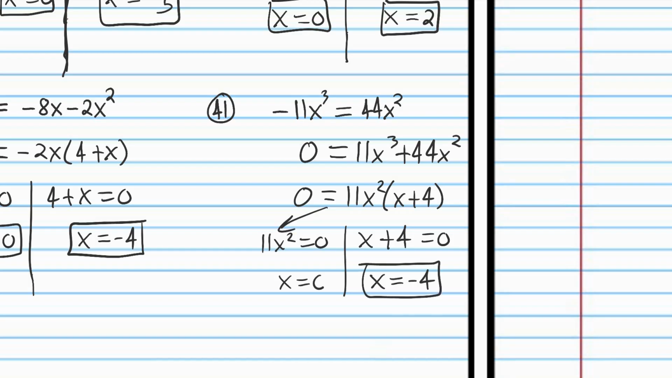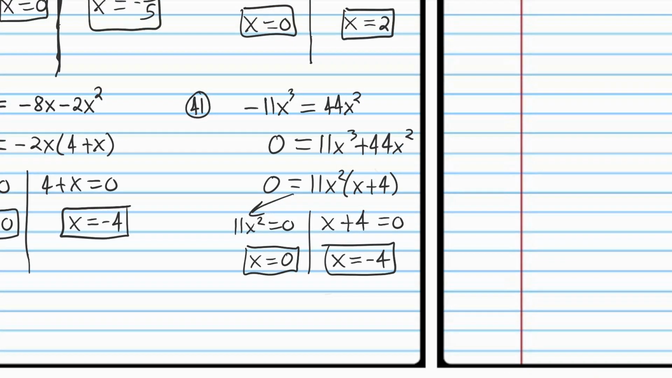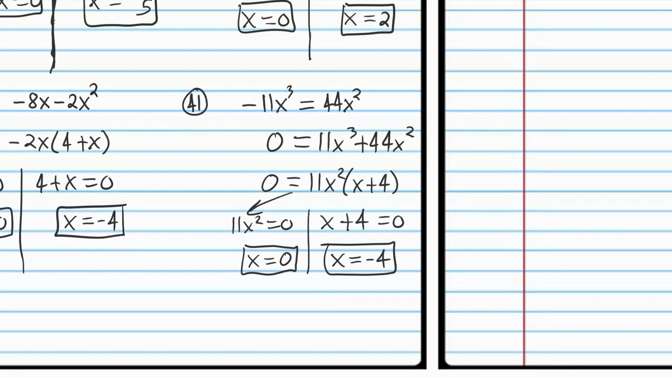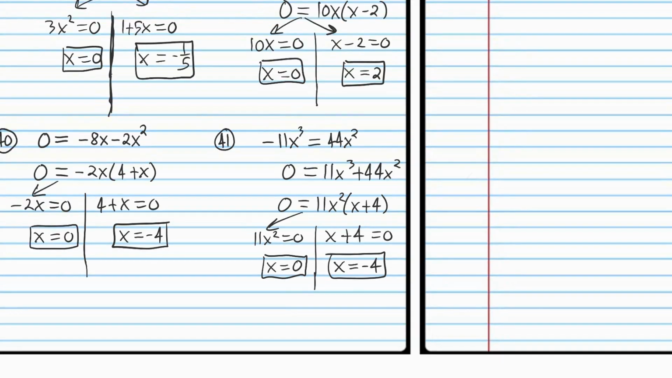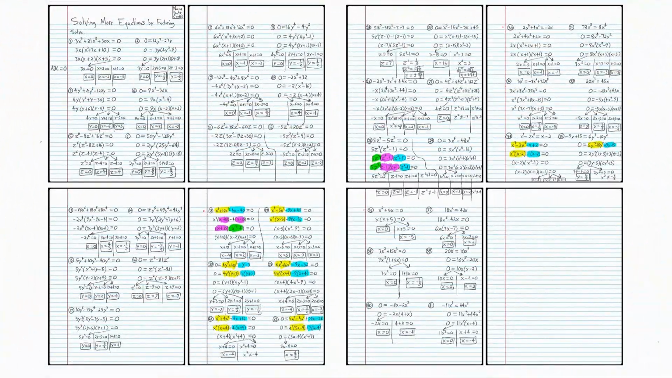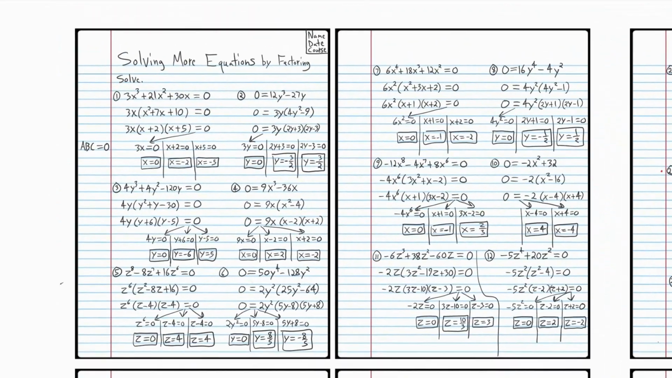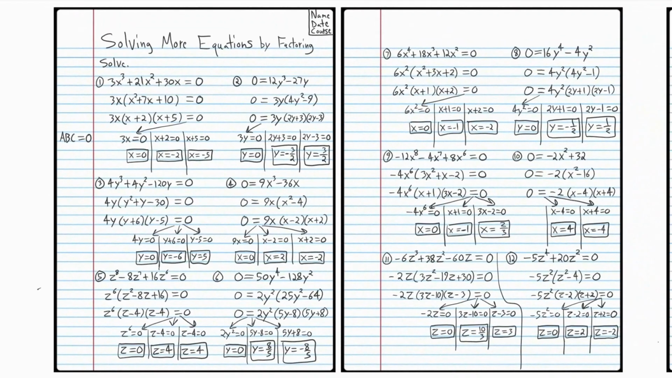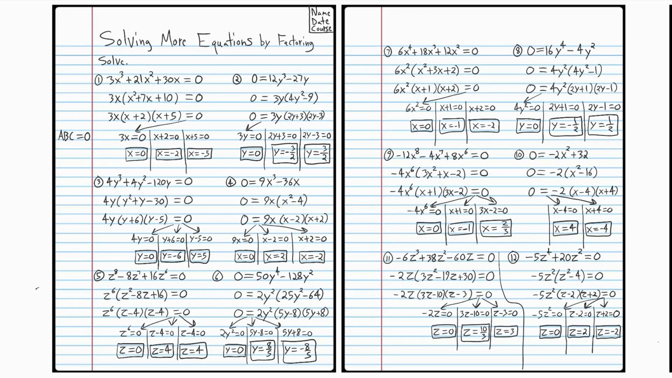And of course, it doesn't matter what the monomial looks like, as long as it has a variable in it, it's going to lead to a solution of 0. So if you got those two solutions, good job. So that was the class today. This is all the work that we did today. If you'd like to take screenshots of these pages to help you with your homework or to study for tests, go ahead and do that now.